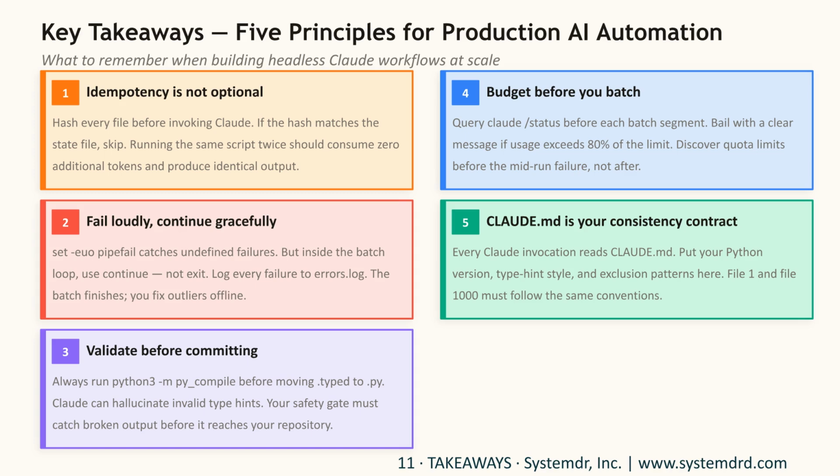Teams that internalize these 5 principles build automation that improves over time. The state file accumulates history, the CLAUDE.md gets refined based on failure patterns, and the error log drives targeted improvements to the prompt. Teams that skip them rebuild from scratch after every incident.